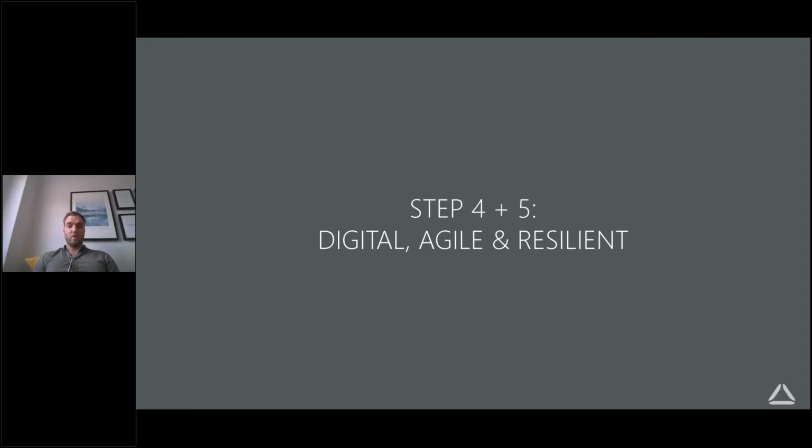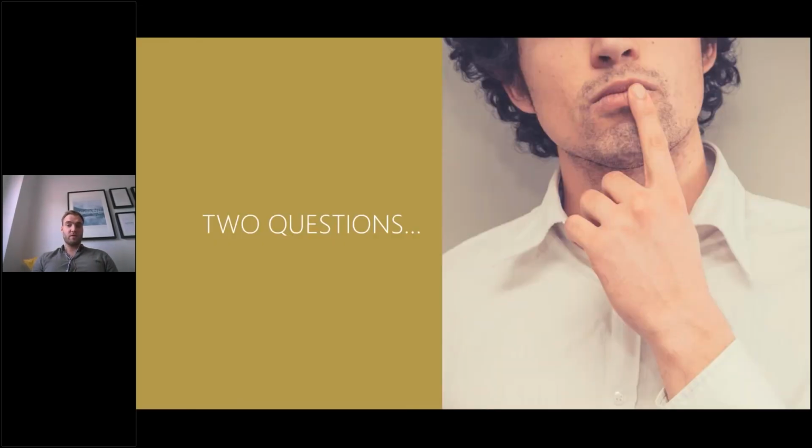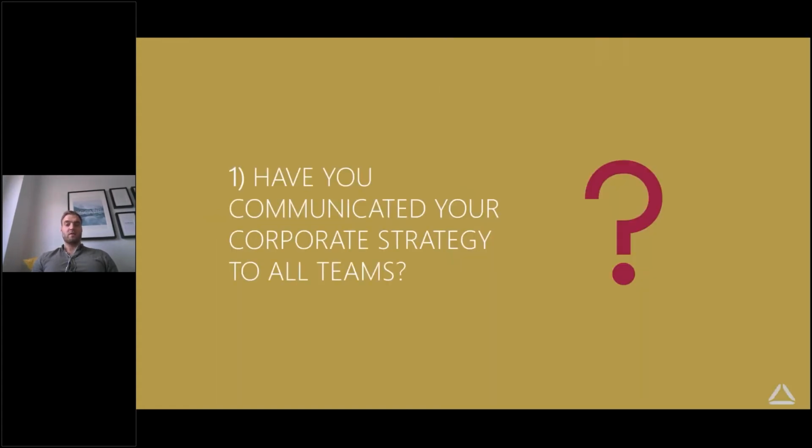All right, so what is the content behind 4 and 5? For that, I have 2 questions for you. The first one is pretty easy, and I would like to know, have you communicated your corporate strategy to all of your teams? I'm aware that usually your management team comes together at the beginning of the year or even at the end of the year for the next year and conducts a corporate strategy. And now, have you also communicated this to everyone so that it's going to be executed?